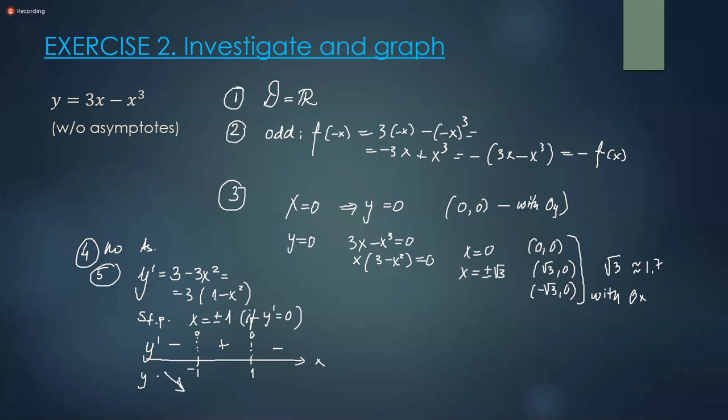Minus, negative, decreasing; plus, increasing; minus, decreasing. So we have evidently a minimum point at minus 1 and a maximum point at 1. It's easier to find the value at positive 1. 3 minus 1 in the original function, please, not in the derivative. In the original function, 3 minus 1 is 2.